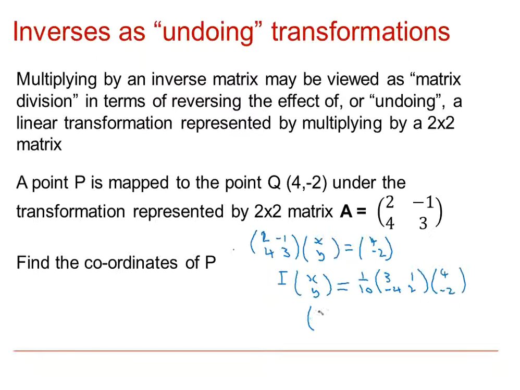So that gives us xy is 1, minus 2. So by multiplying the image by the inverse of A, we've been able to work backwards and find the coordinates of the object P.